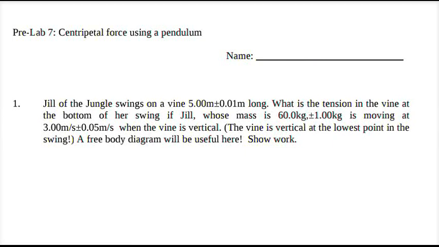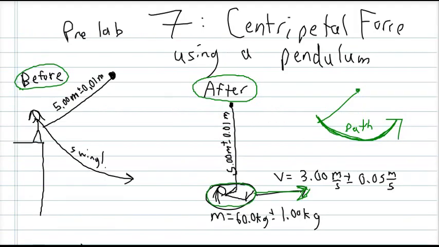Pre-Lab 7, Part 1. Jill of the Jungle swings on a vine, and I will let you read the rest. So she's swinging on this vine, which puts her in a path that is circular motion. You can see I've traced out part of a circle. And since this is circular motion, even though she's not moving the same speed the whole time, we can use the equations for circular motion to figure out the tension.